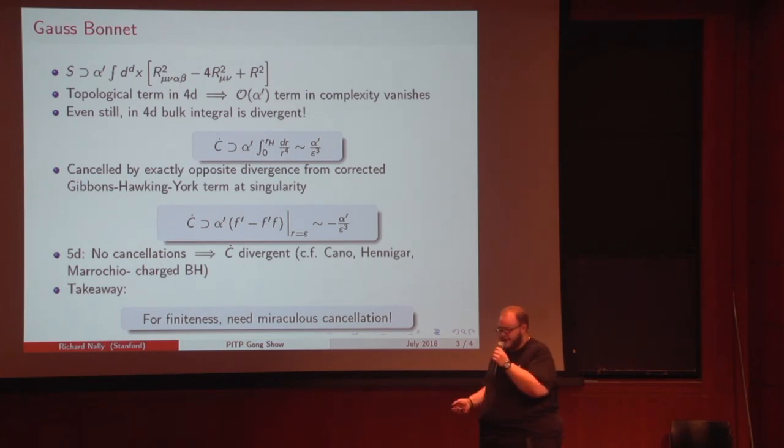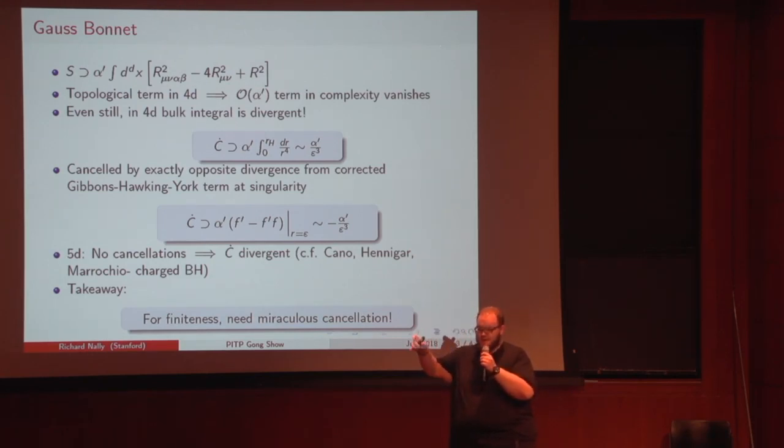So I think the takeaway from this example is that for the action to be finite, when I integrate it all the way up to the singularity, I need a pretty miraculous cancellation, either in the action or in the sum of the two actions.